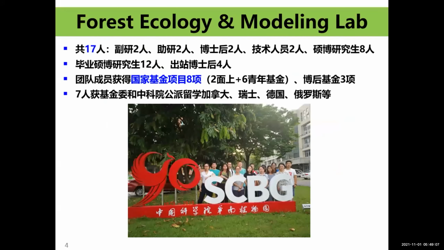This is my lab. Currently there are 17 people in my lab: 2 associate professors, 2 assistant professors, 2 postdocs, and 2 technicians, and the rest are PhD and master students.